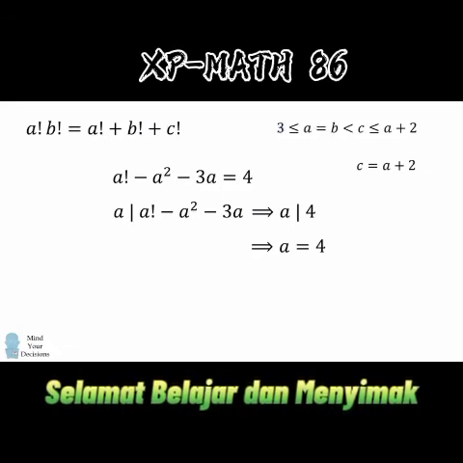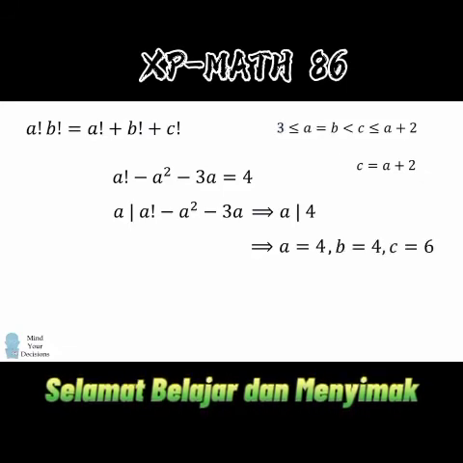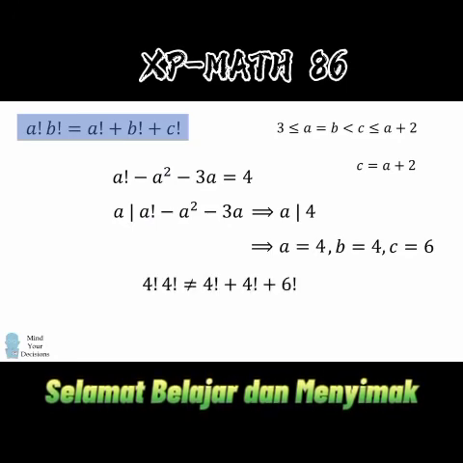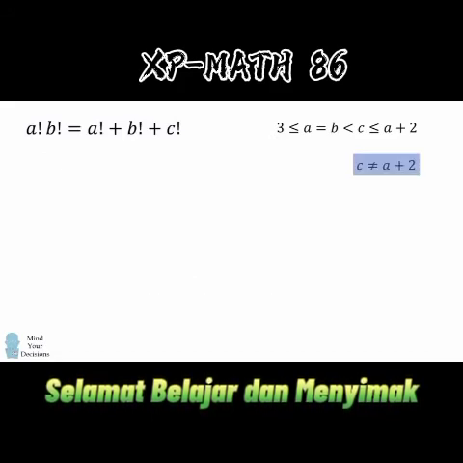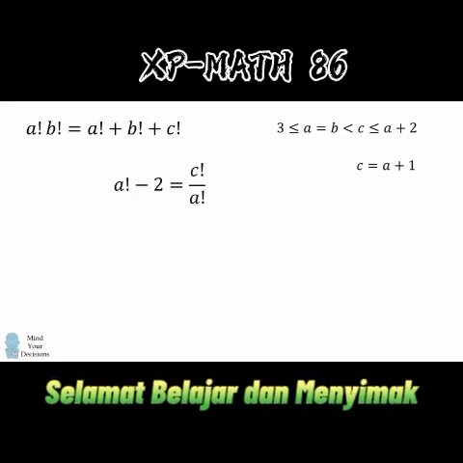So let's substitute a is equal to 4, b is equal to a, which is equal to 4, and then c is equal to a plus 2. So c is equal to 6. Well, if we substitute that into the original equation, we actually get something that does not work. 4 factorial multiplied by 4 factorial is not equal to 4 factorial plus 4 factorial plus 6 factorial. Therefore, c is equal to a plus 2 does not lead to a solution. So we instead need to consider the other case, that c is equal to a plus 1.